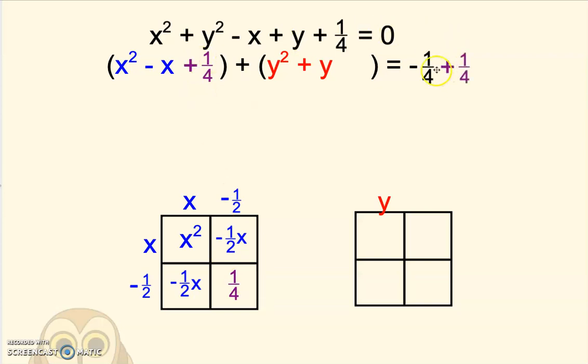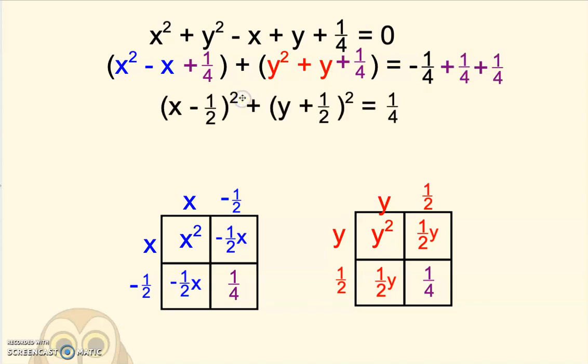We're going to do the same thing in this y box. We have y squared. We take this positive 1 and we split it evenly into those two equal parts. That makes this a half and that a half, and this gives us a fourth. So I add a fourth to the right-hand side, add a fourth to the other side, and finally we complete the square. X minus a half quantity squared plus y plus a half quantity squared equals a fourth.